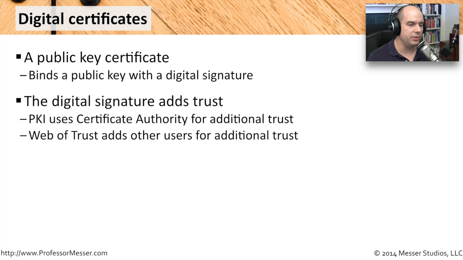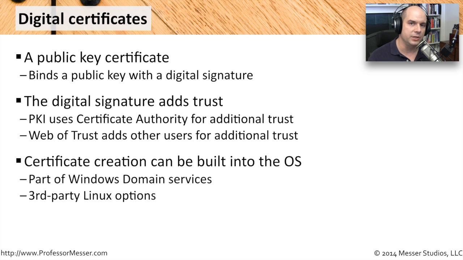This digital signature that we might put on a digital certificate also adds some trust. So you might have in your public key infrastructure a certificate authority that signs this digital certificate, and that adds additional trust to it. If you're in an environment where you're using something like PGP or OpenPGP, that is something called a web of trust to make sure that everybody trusts everyone else.